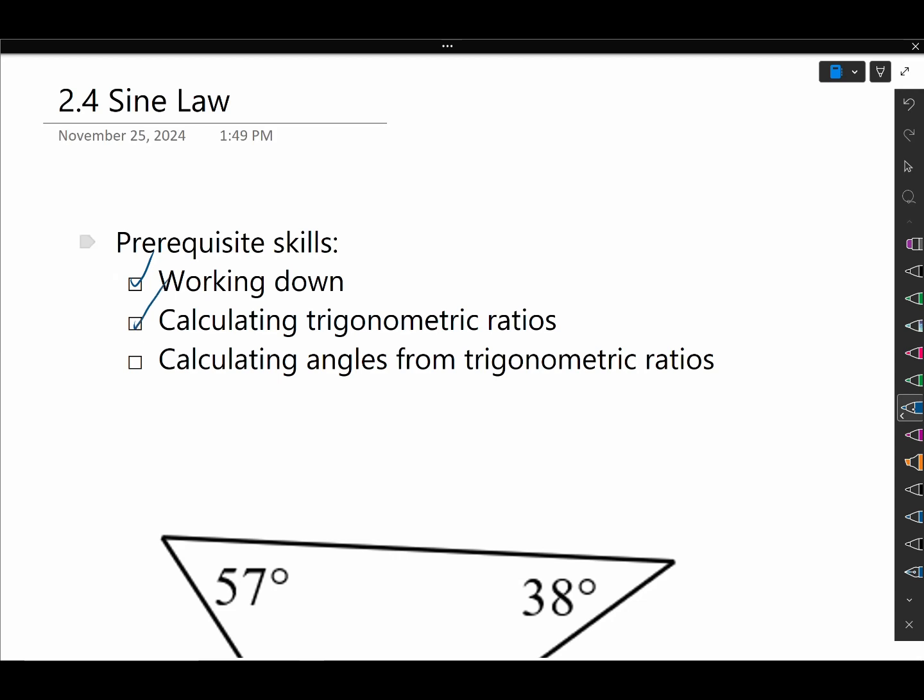We're relying on your ability to calculate a trigonometric ratio. That means you need to be able to handle something like the sine of 38 degrees. You need to be able to throw that into your calculator and come up with a decimal value.